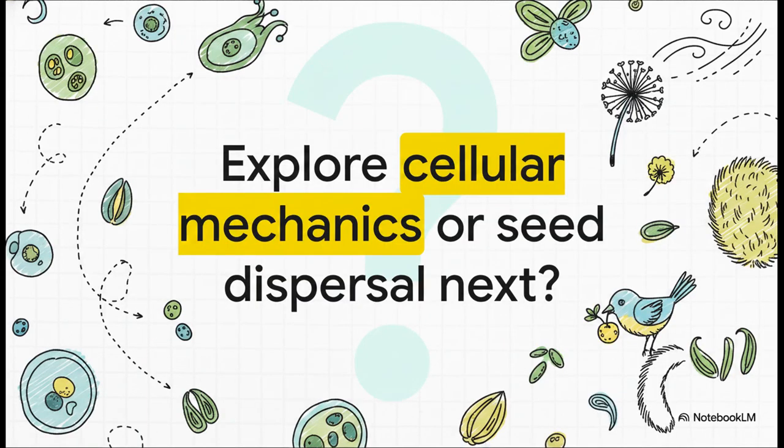And that wraps up today's structural breakdown. But, the biological rabbit hole goes way, way deeper. I want to leave you with a final thought directly from our source material. Would you like to explore the intricate cellular mechanics of double fertilization next? Or would you rather dive into the wild and wonderful different mechanisms of seed dispersal?